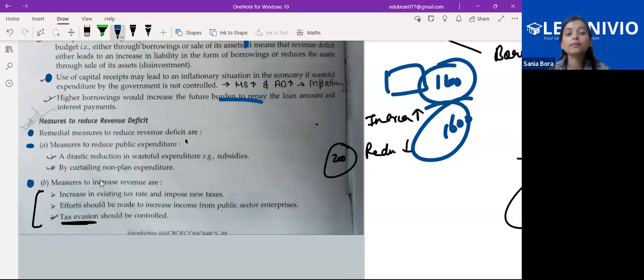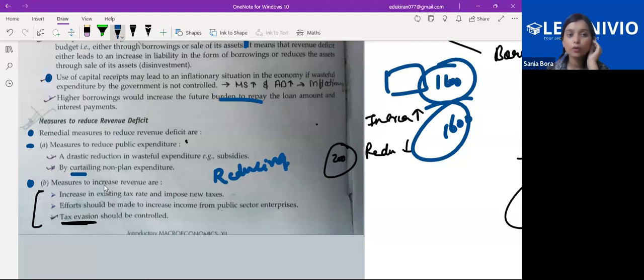And second, measures to increase the revenue are, first, a drastic reduction in wasteful expenditure, that is subsidies. Government basically gives subsidies to the poor people. So automatically the government is giving the money. So stop it. Stop giving subsidies to the people. So automatically your expenditure gets reduced. Then whatever non-plan expenditure there is, the government spends a lot of money on non-plan expenditure, reduce that as well. So by curtailing, meaning by reducing it. Instead of curtailing, you can even write reducing. Then increase the revenue.